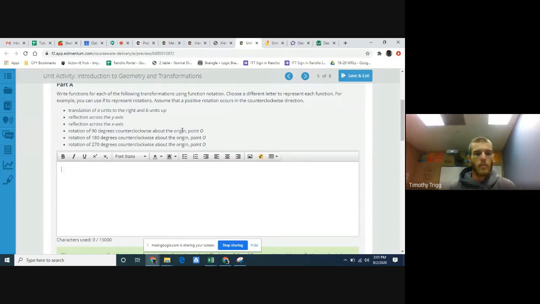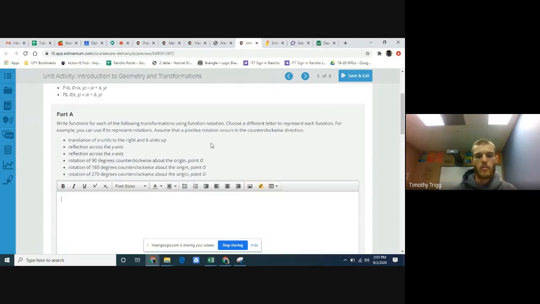Okay, so this one has to do with translations, rotations, reflections. Basically, those are what we call isometries, meaning that when you move a shape according to isometry, it doesn't change its shape or size. It may change its position, however.